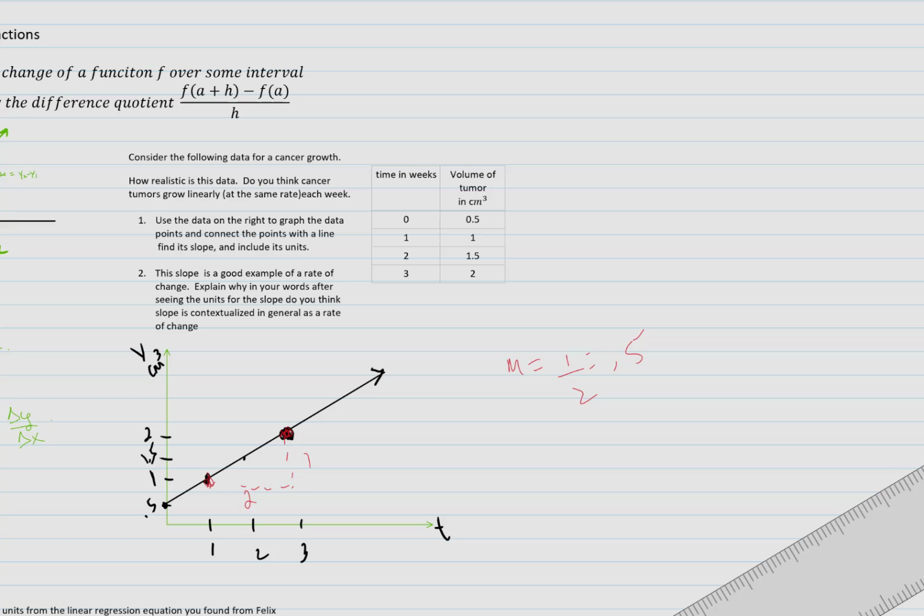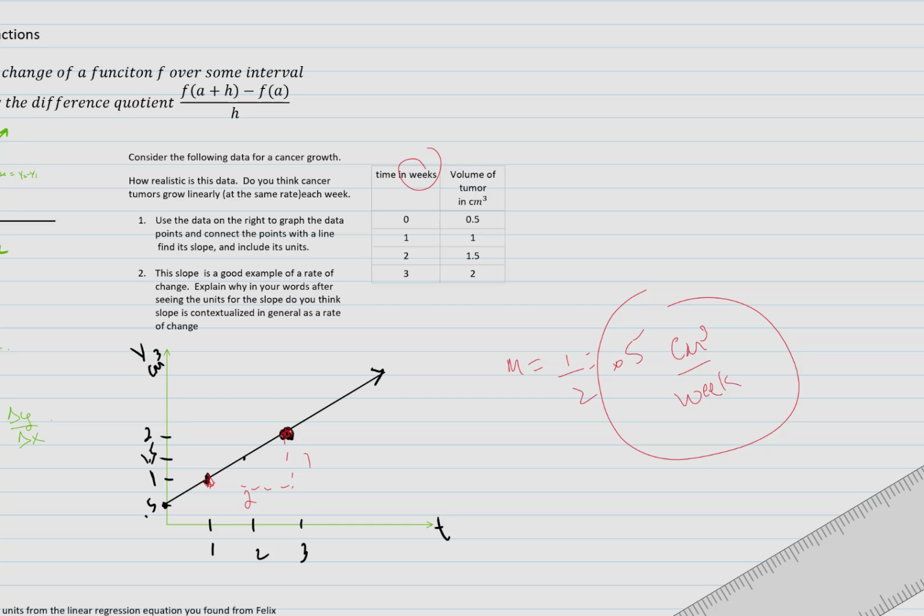And you kind of knew that. It was going up by 0.5. What were the units again? Notice that the y values are in cubic centimeters, and the run units with time were in weeks. And we assumed that the growth rate of that tumor is about 0.5 cubic centimeters per week.